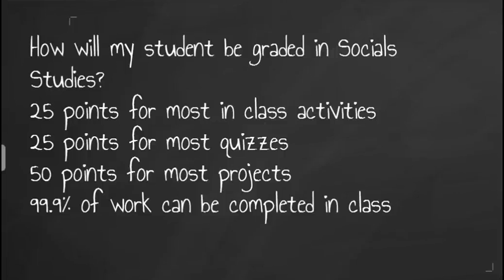25 points for most quizzes. If we have a large test, it may get up towards 50 points, but that's not going to happen too often. That might be the summary of a chapter or the end of 2 or 3 chapters, so we can make sure students are on the right pace. 50 points for most projects that we work on. And 99.9% of the work that we do can, and in most cases by most students, will be completed in the classroom.